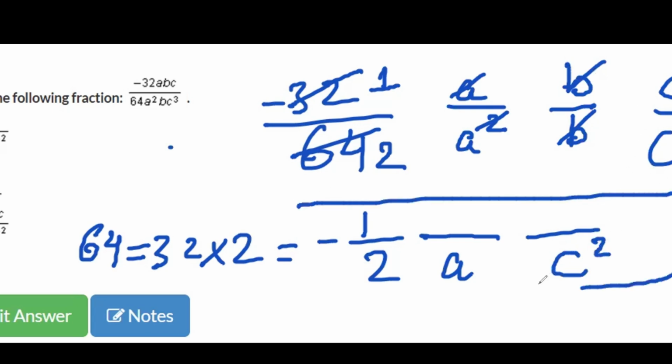So this is the final answer after simplifying. So where is the solution? Negative 1 over 2ac squared.